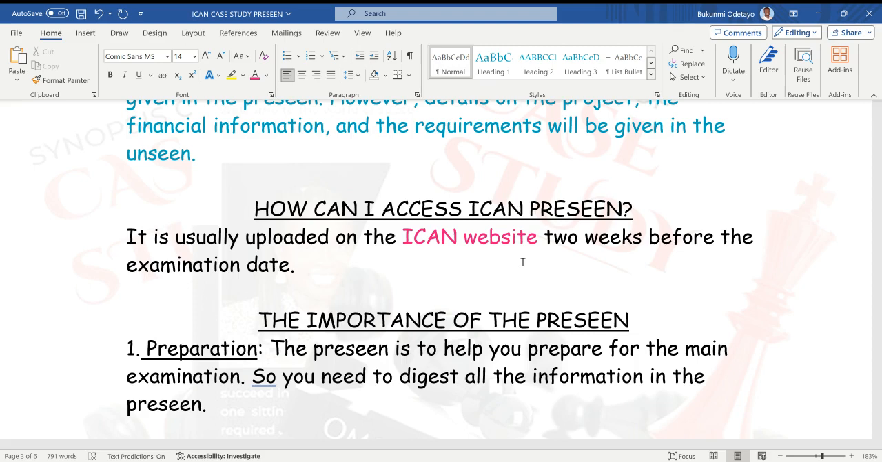Please, don't let anybody tell you to pay money for the preseen. You're not paying. No, it's free. Just download it, and then you have access to the preseen. All right. So the next thing we're talking about now is the importance of the preseen.